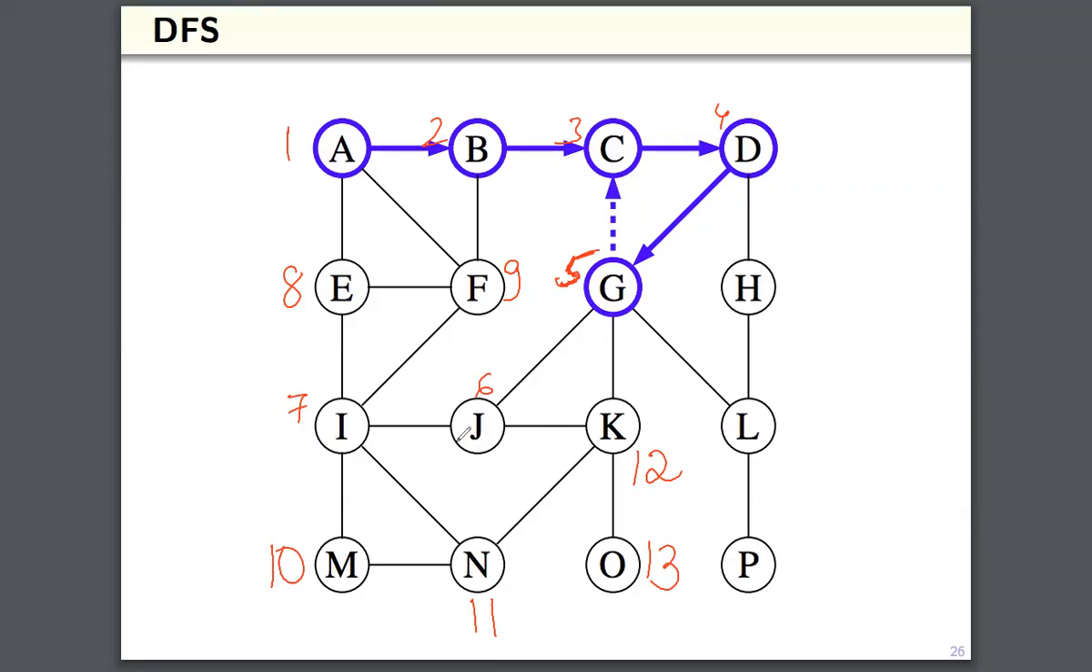Okay, so from here you go to L. So what will be the number? 14. Okay, from L you go to H, right? The unvisited neighbor of L, alphabetically first, that is H. And then P. You cannot go anywhere else from H.